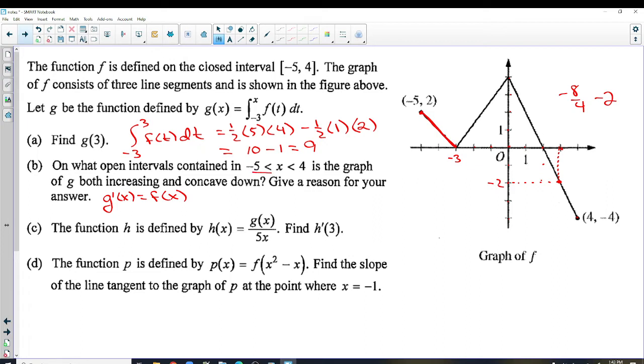And it's an open interval, negative 5 to 4. So negative 5 to negative 3, union with, and there's one more spot where f is positive, which means g is increasing, and f is decreasing, which means g is concave down. So that's going to be 0 to 2. How do I know that? Since I made the connection, I can talk about f. F is positive and decreasing.